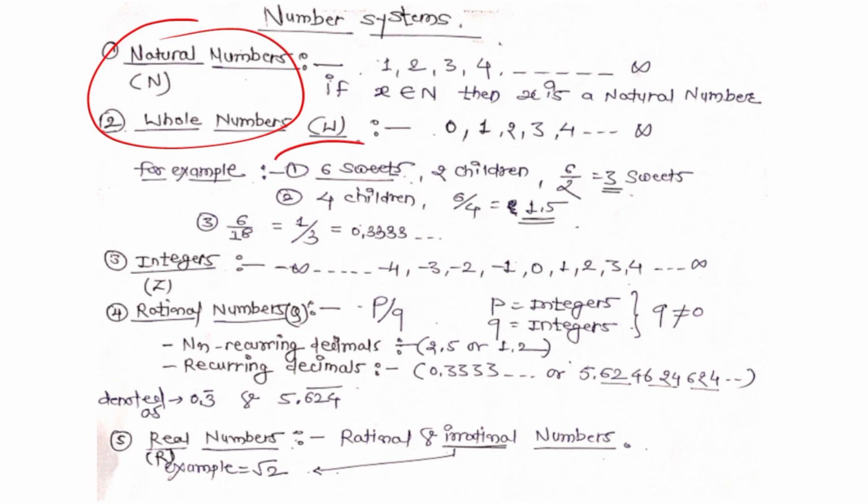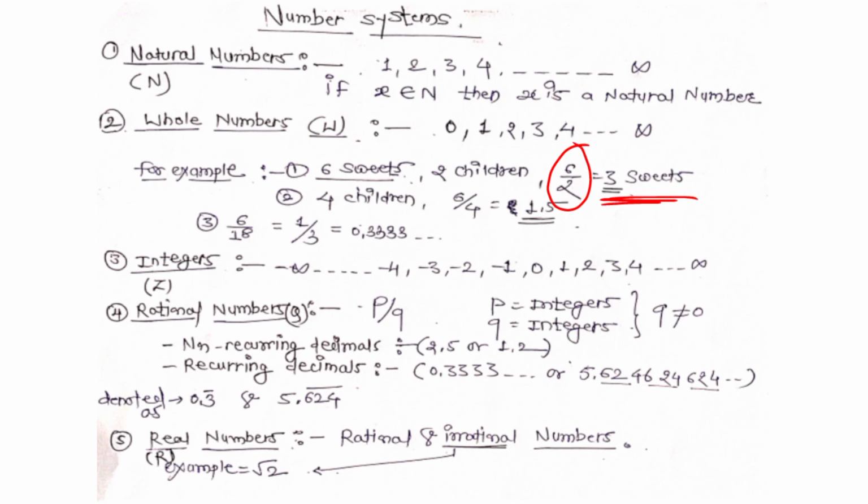Suppose we have six sweets and we have two children. How can we distribute these six sweets among two children? We can divide 6 by 2, and we get the answer 3, meaning each child will get 3 sweets. Now take a second example. We have four children and we have to distribute these six sweets. So each child will get 1.5 sweets.